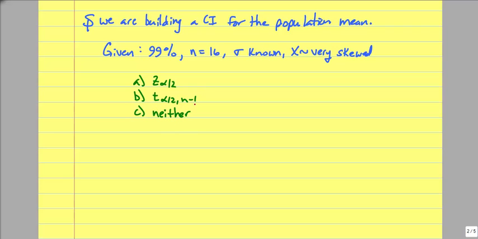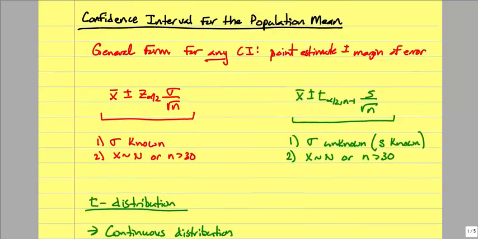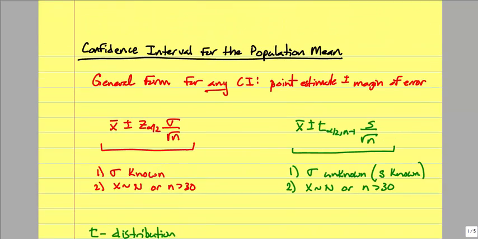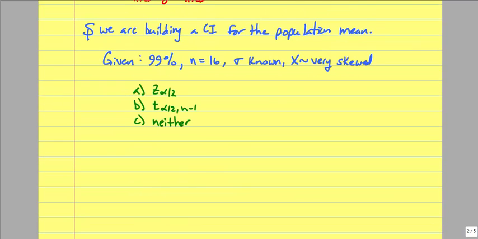These are my choices. Well, if we look at our criteria, sigma known has to have one of two things. It has to have X distributed normal, or my sample size has to be greater than 30. So this is my case, sigma known. X is not distributed normal, and my sample size is less than 30, so I can't use the normal distribution. I can't use the t distribution because sigma is known. This is only for sigma unknown. So in this particular case, I would use neither.